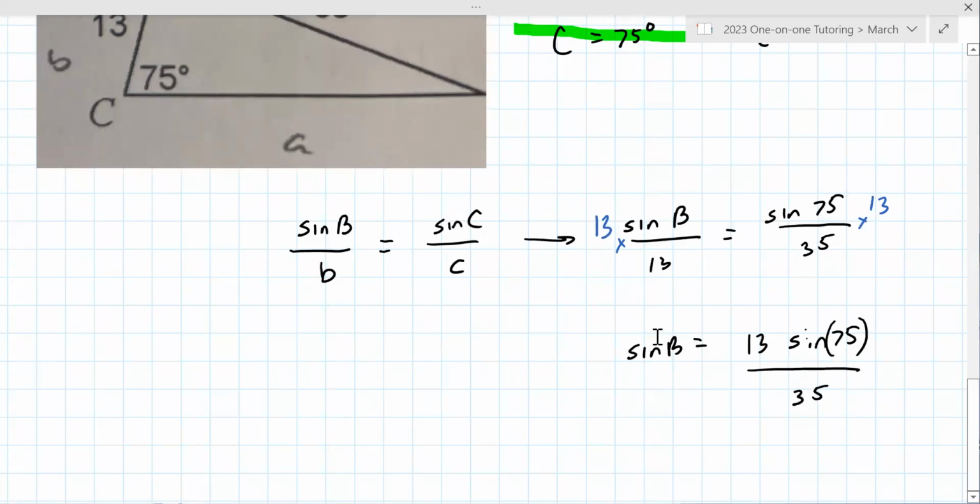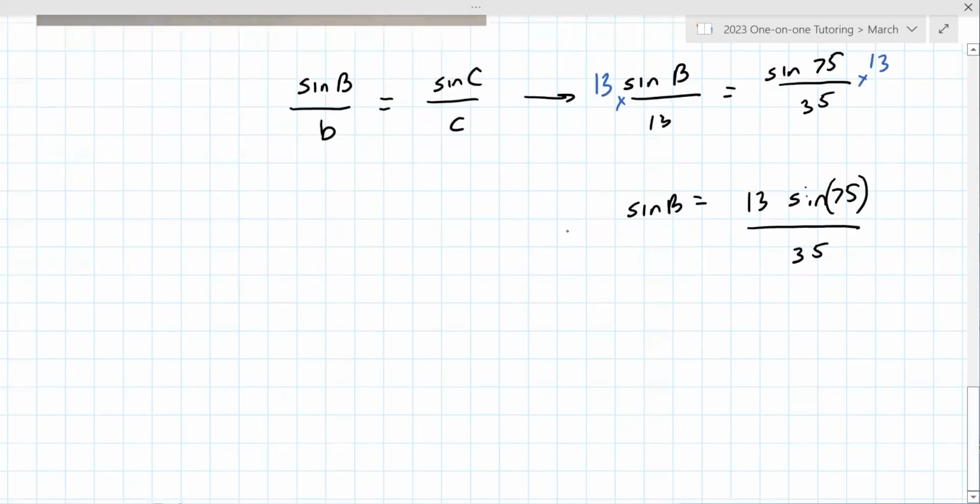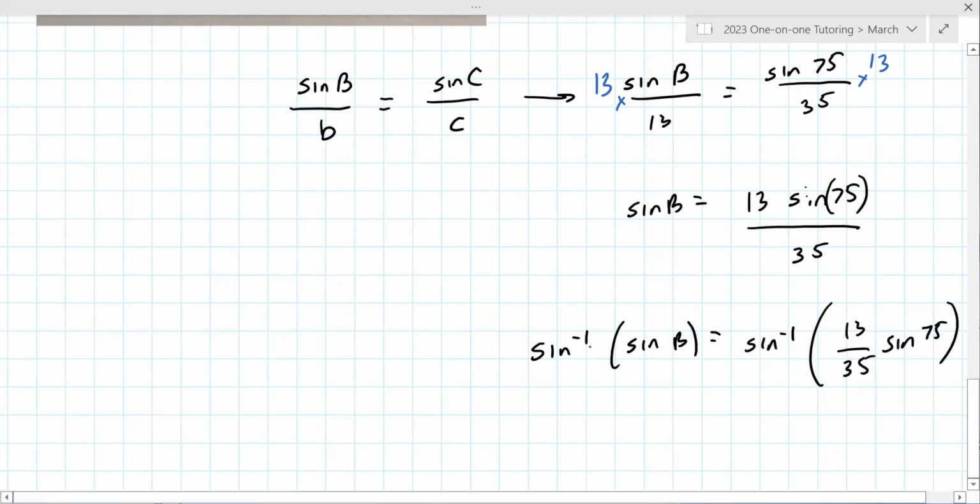Okay. Do you remember from class how to undo sine? Reverse sine. Yeah, I mean, in our language that sounds right. It's called inverse sine in the math world. So I'll show this one time, but you would literally write sine inverse of sine B equals sine inverse of 13 over 35 sine 75. And then on the left, it just cancels. So it's sine inverse of 13 over 35 sine 75.